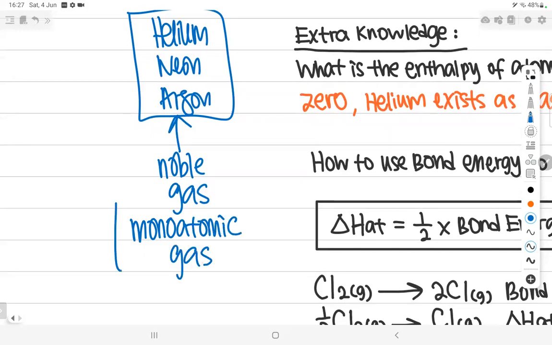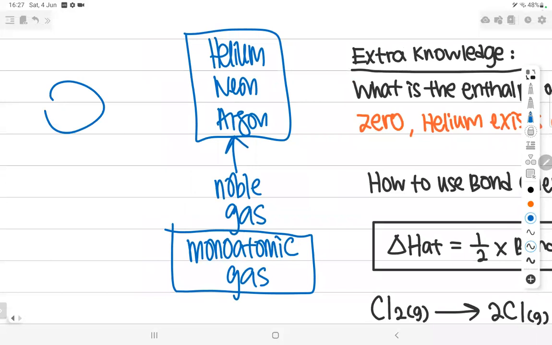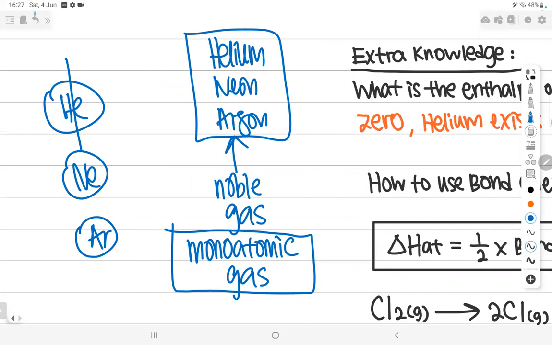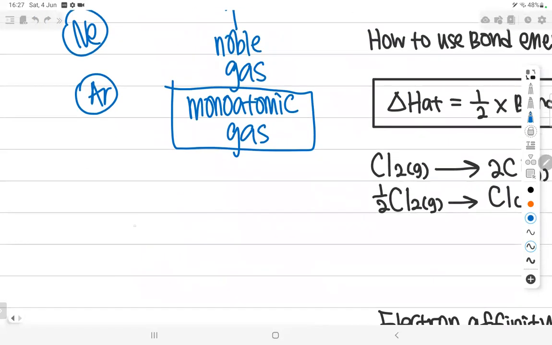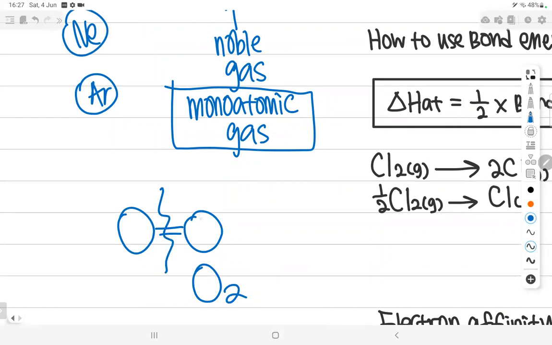Monoatomic gas, which means what? All the noble gases, let it be helium, neon or argon, are already in gas form, and they already exist as a single atom. Since they already exist as single atoms, you don't need to break the bond anymore. For example, this is oxygen, O2, oxygen gas. You need to break the bond to get the atom. Nitrogen gas, you need to break the bond to get the atom.